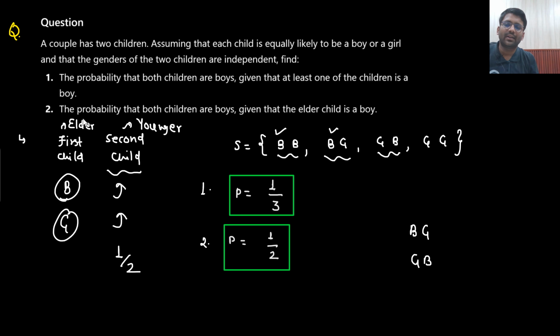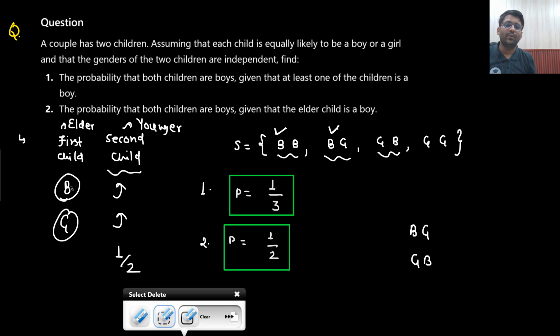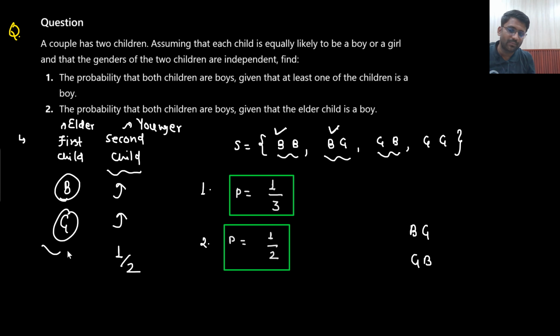Or you can think of it as the probability that both of the children are boys, given that the elder child is a boy. The elder child is a boy, so there are 2 cases. Out of them, only one case has both of them boys. So the answer will be 1 by 2. Or you can think that whether the first child is a boy or girl doesn't matter for the second child. Here the probability of being a boy is 1 by 2, and the probability of being a girl is also 1 by 2.